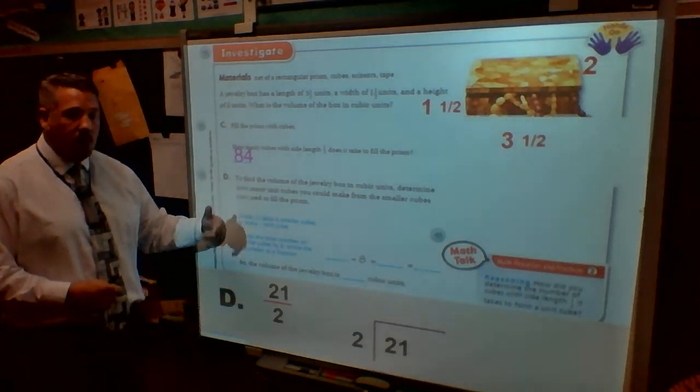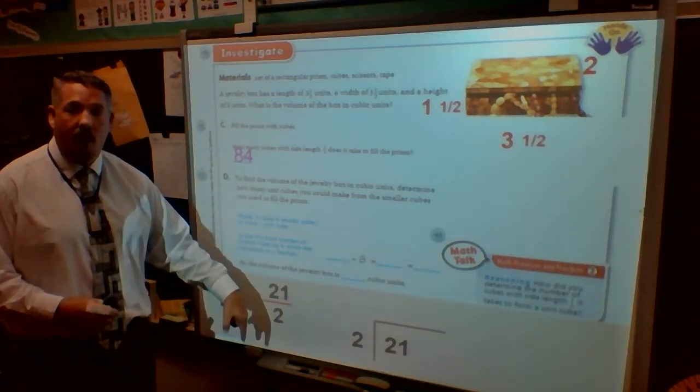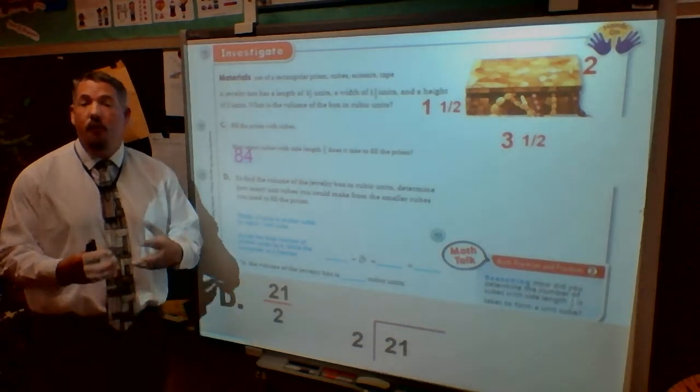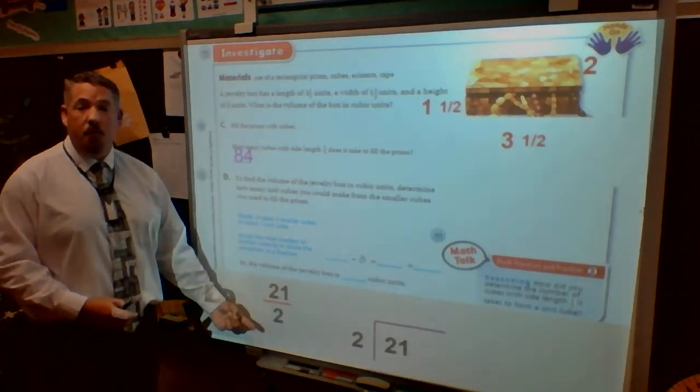On D then, to go a step further with the 21 halves, I want to find out what the actual volume is. And so I just finish up the math problem.